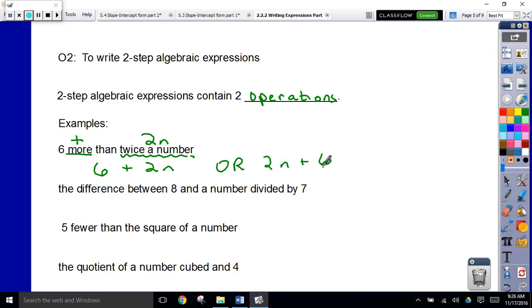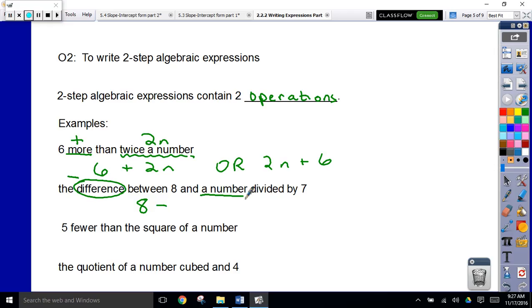Okay, next one says the difference between 8 and a number divided by 7. So first we have this word difference. Thomas, what is that telling us to do? Subtract. So we're going to subtract 2 things. What are the 2 things that we're going to subtract, Sammy? 8. Okay, so we're going to have 8, and we're going to subtract what? 7. Well, no, what does it say here?